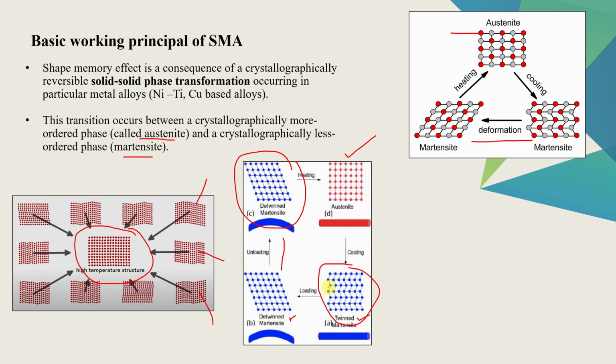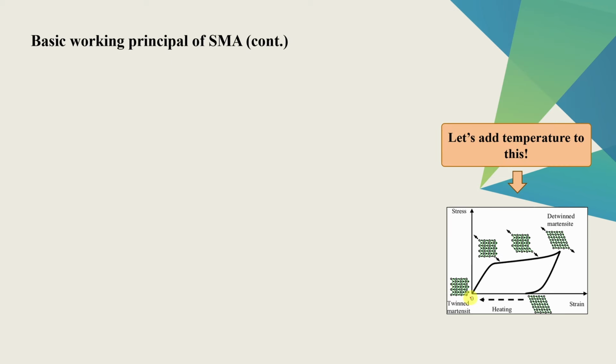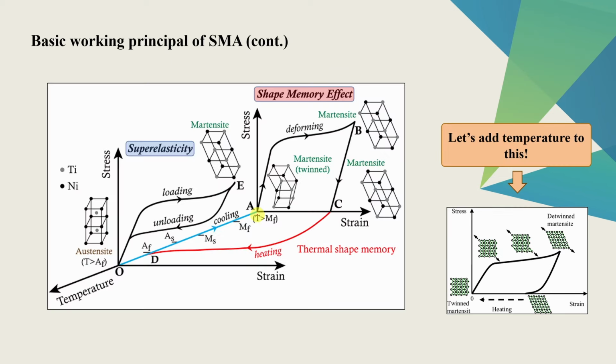If we plot these arrangements on a stress strain graph, you are starting with twinned martensite. As plastic deformation occurs, it converts into detwinned martensite. After unloading, it stays the same, and after heating, it will go to austenite. Now here this is stress and strain, and we are talking about one more parameter, which is temperature. So it is very difficult to plot that on a 2D diagram. That's why we introduce one more axis, and that axis will be temperature, which is coming out of the plane.